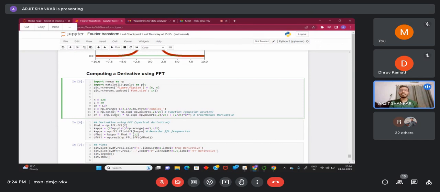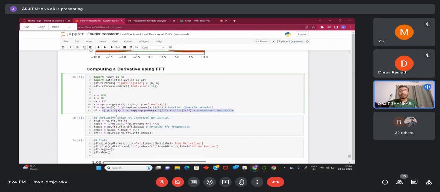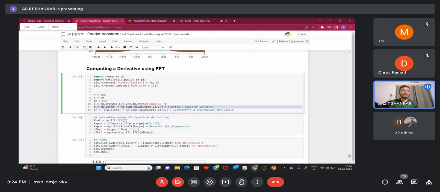Then I manually calculated df, meaning df by dx, the manual derivative. You can easily find the derivative using pen and paper, and then I've written that and plotted it. Simple. I have done the same thing using the fast Fourier transform. So what was the algorithm? We have this particular function, right? First, we find the fast Fourier transform of that function. So see, np.fft.fft. I found the fast Fourier transform.